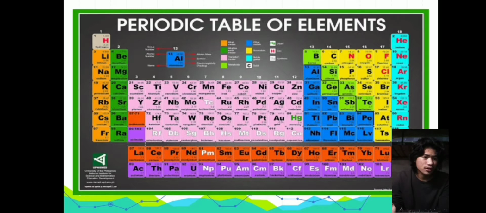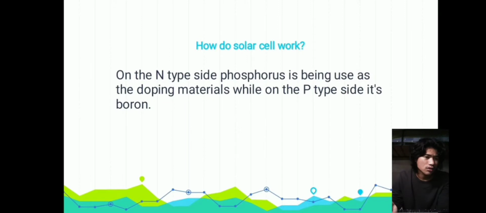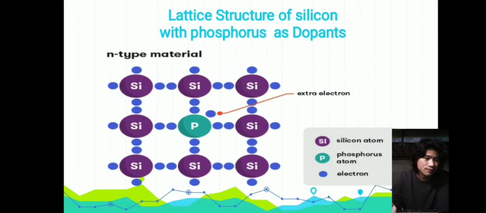So, ito yung periodic table of elements. How do solar cells work? On the N-type side, phosphorus is being used as the doping material, while the P-type is boron. So, lattice structure of silicon with phosphorus as dopants.